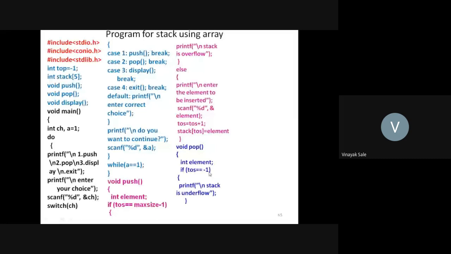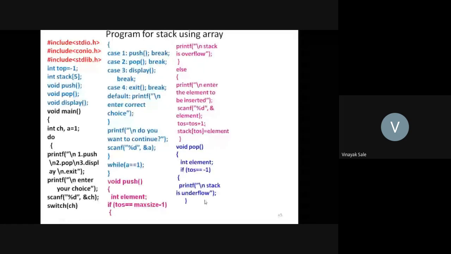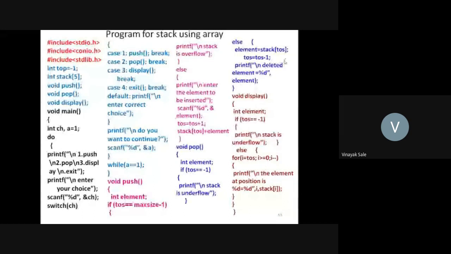Suppose the operation is pop, then check whether the stack is underflow or not, that is, tos is equal to -1. If this condition is true, the stack goes to the underflow situation. If this condition becomes false, then you can delete the elements by decrementing tos by 1.